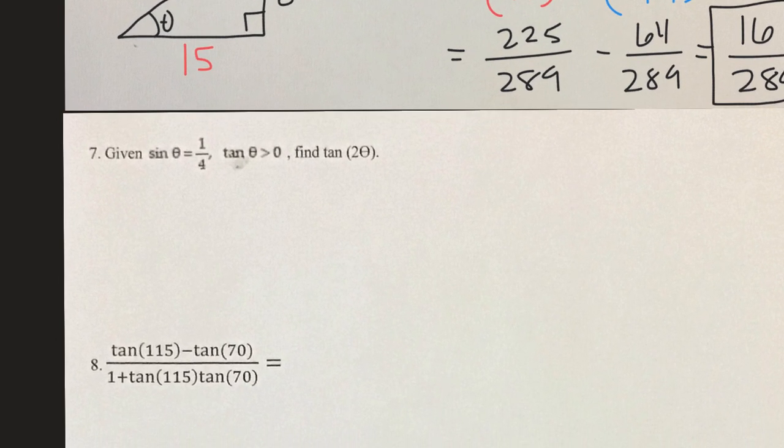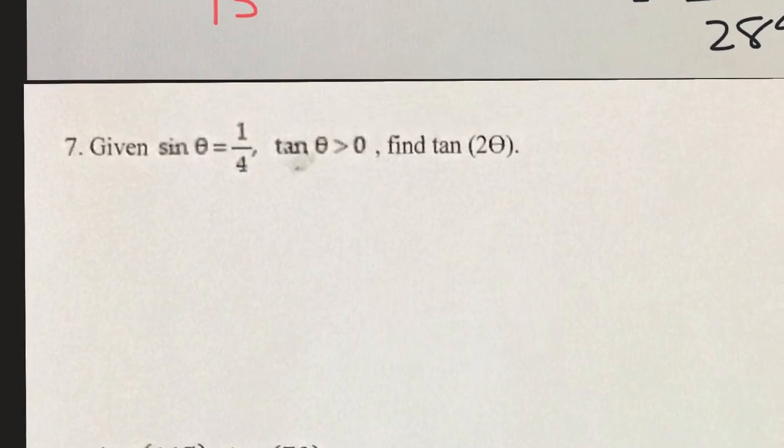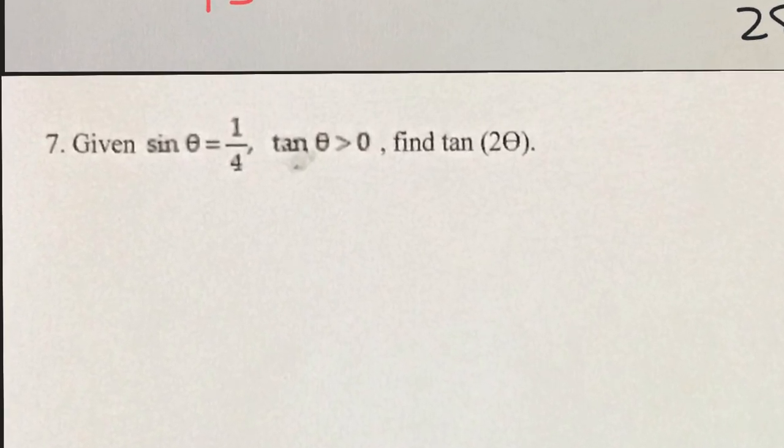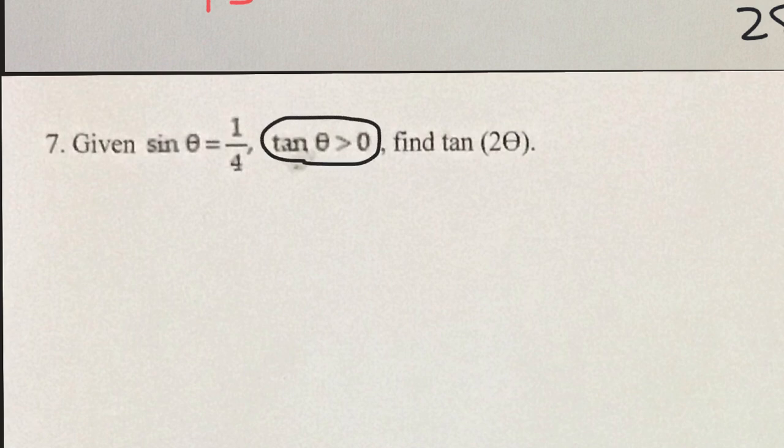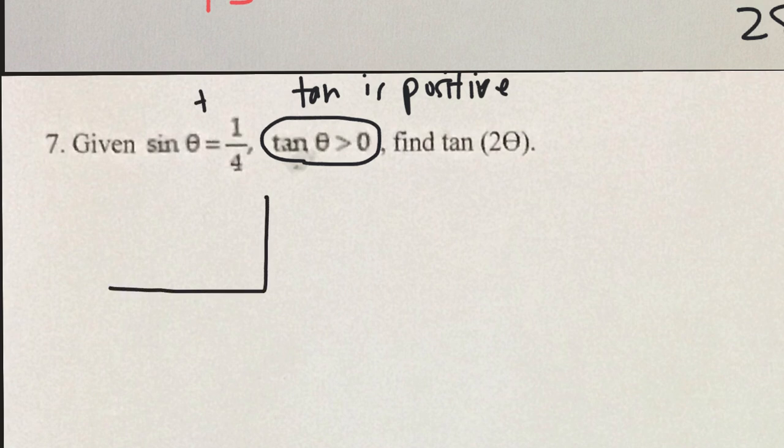Okay, let's move on to number 7. The sine is 1/4 and the tangent is positive. Okay, so they're telling us this is our quadrant. This is saying that the tan is positive, which happens in the first quadrant and the third quadrant. But the sine is also positive, so this is basically a first quadrant triangle with a sine of 1/4. So according to Pythagoras, our missing side is going to be root 15, because that's what 16 minus 1 is.